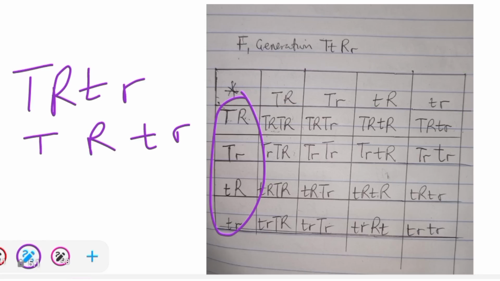Once you have done this, then start pairing them normally. So TR crossing with TR will give you TR, capital T, capital R. Then TR crossing with big T and small r will give you big T, big R, big T, and small r. The point is, you're just putting them together. You're just pairing them, as you can see. These two together now will give you this one. Okay, you're just pairing them. This one now and this one now will give you the same thing here.